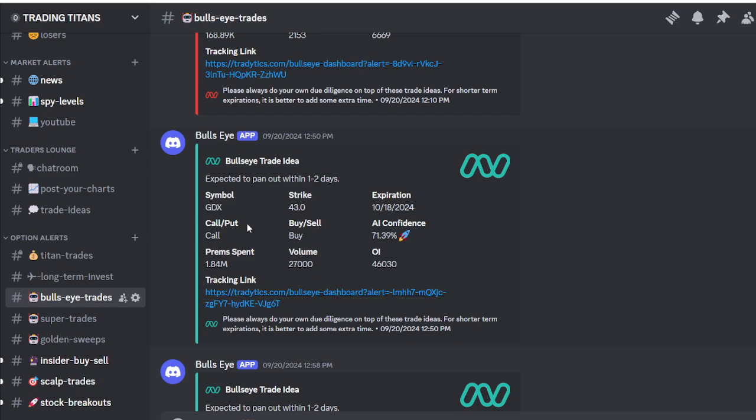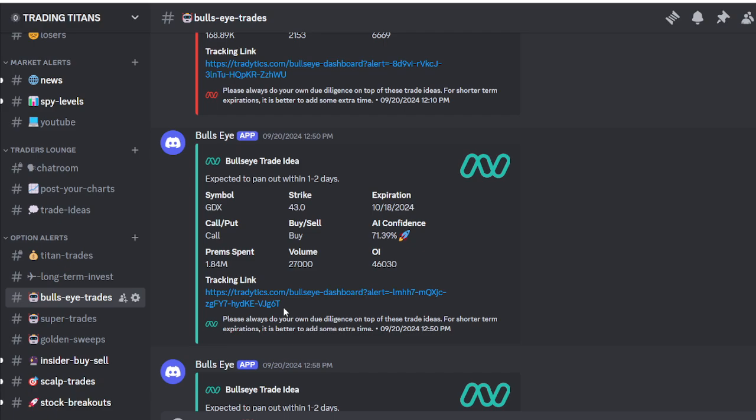I look for very specific things when it does alert trades, right? So, for example, you have here GDX, which is gold, right? You have a 43 strike, you have an October 18th expiration, a call buy, which means that you believe, or the AI bot believes it's going to go higher, and then you have an AI confidence of 71%, so on and so forth.